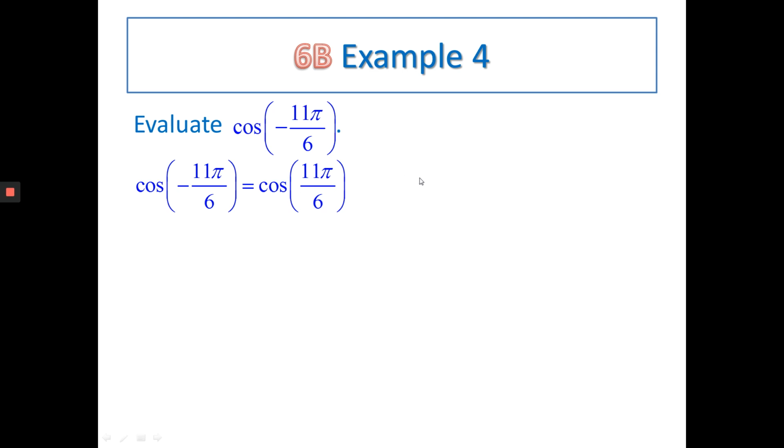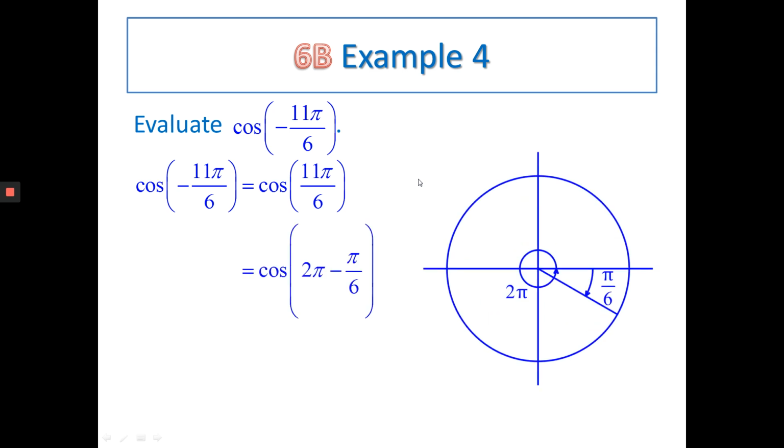And now let's express 11 pi on 6 as 2 pi minus pi on 6. Again, using a visual approach, you start at an angle of 0, you swing all the way around one revolution to get to 2 pi, then you go backwards by pi on 6, which is 30 degrees. Now what you can see is that we are in the fourth quadrant. There we go, there's the fourth quadrant.